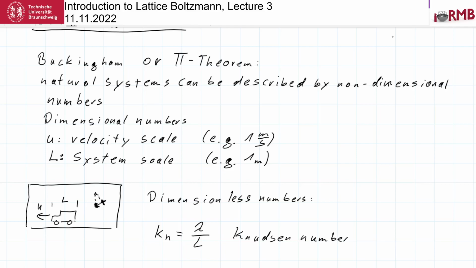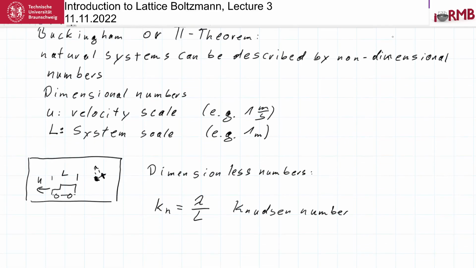So this is probably one that you have not yet heard, but you would have heard about the so-called Mach number. The Mach number is the velocity of the object, so the characteristic velocity in the system, divided by the speed of sound, and this is called the Mach number.